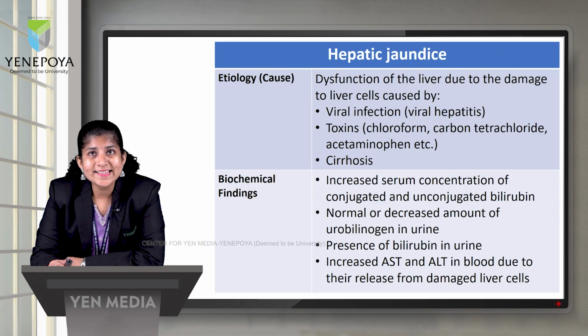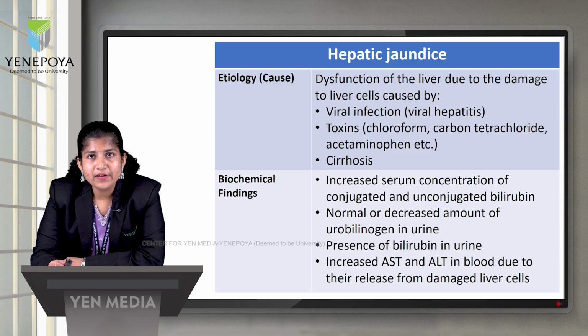It is also called hepatocellular jaundice. The etiology is, it is mainly due to the dysfunction of liver, that is due to the damage in the liver cells. This damage may be caused due to viral infection, toxins as well as liver cirrhosis.